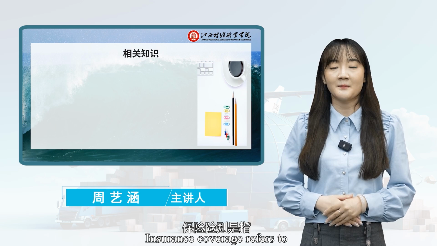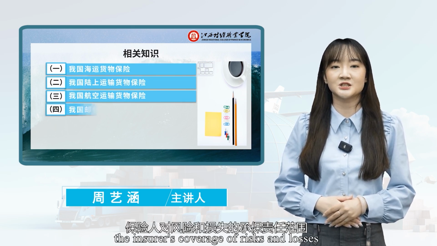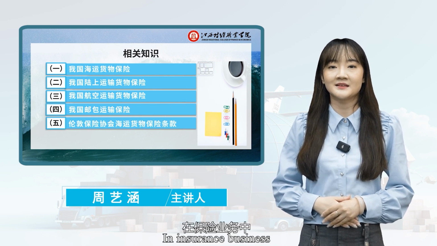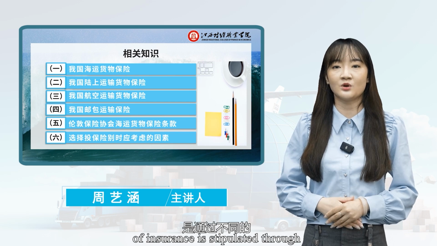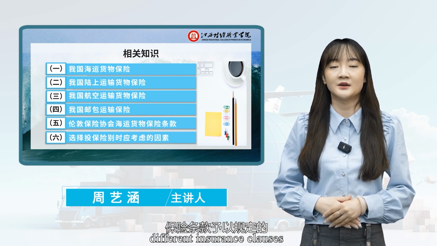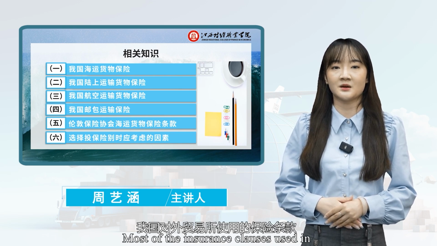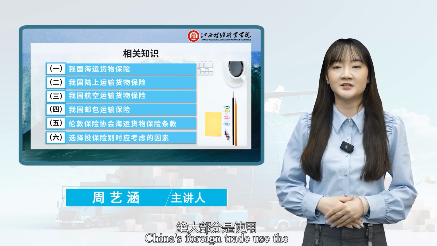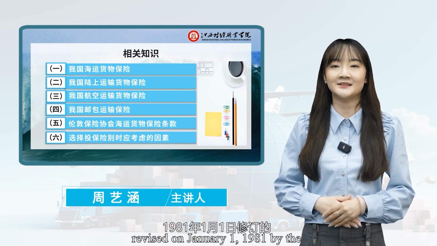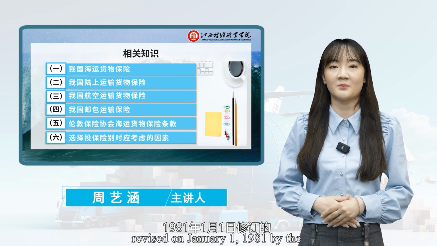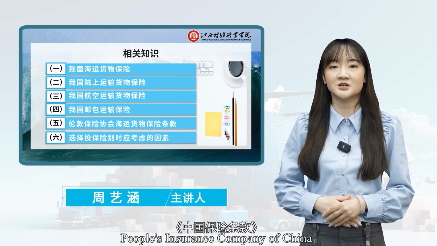Insurance coverage refers to the insurer's coverage of risks and losses. In insurance business, the underwriting liability for various types of insurance is stipulated through different insurance clauses. Most of the insurance clauses used in China's foreign trade use the China Insurance Clauses revised on January 1, 1981 by the People's Insurance Company of China.